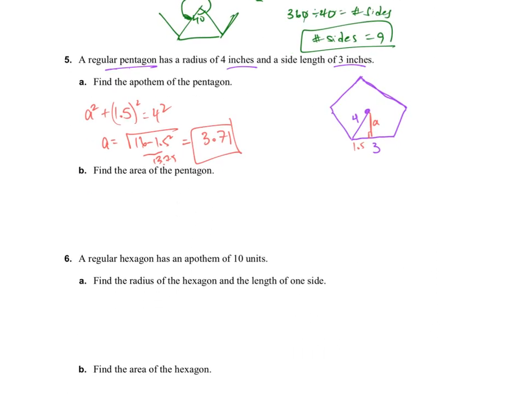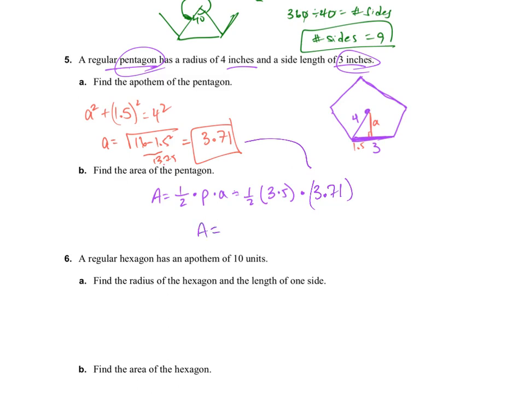All right, so now we've got to find the area of this pentagon. So we know that the area is going to be 1/2 times the perimeter times the apothem. So that's 1/2, and the perimeter, if the side length is 3, and I've got 5 sides because it's a pentagon, would be 3 times 5 times my apothem, which we just found as 3.71. So let's multiply all this out on the calculator.